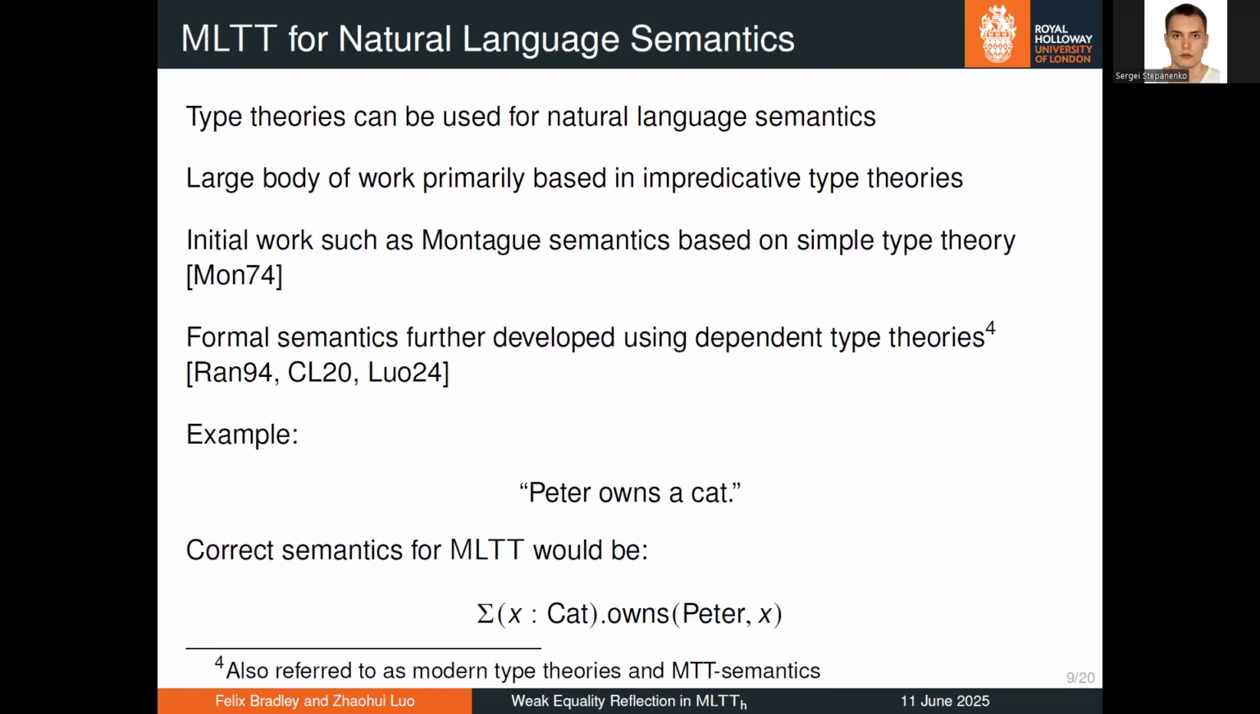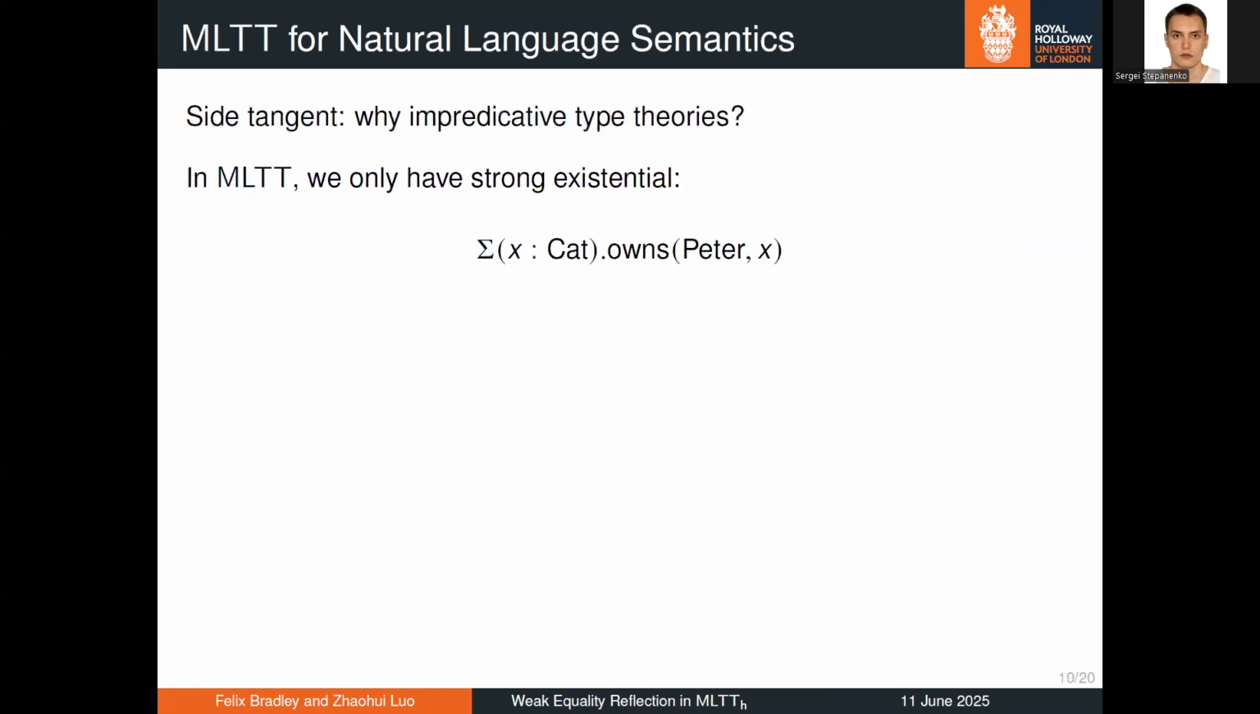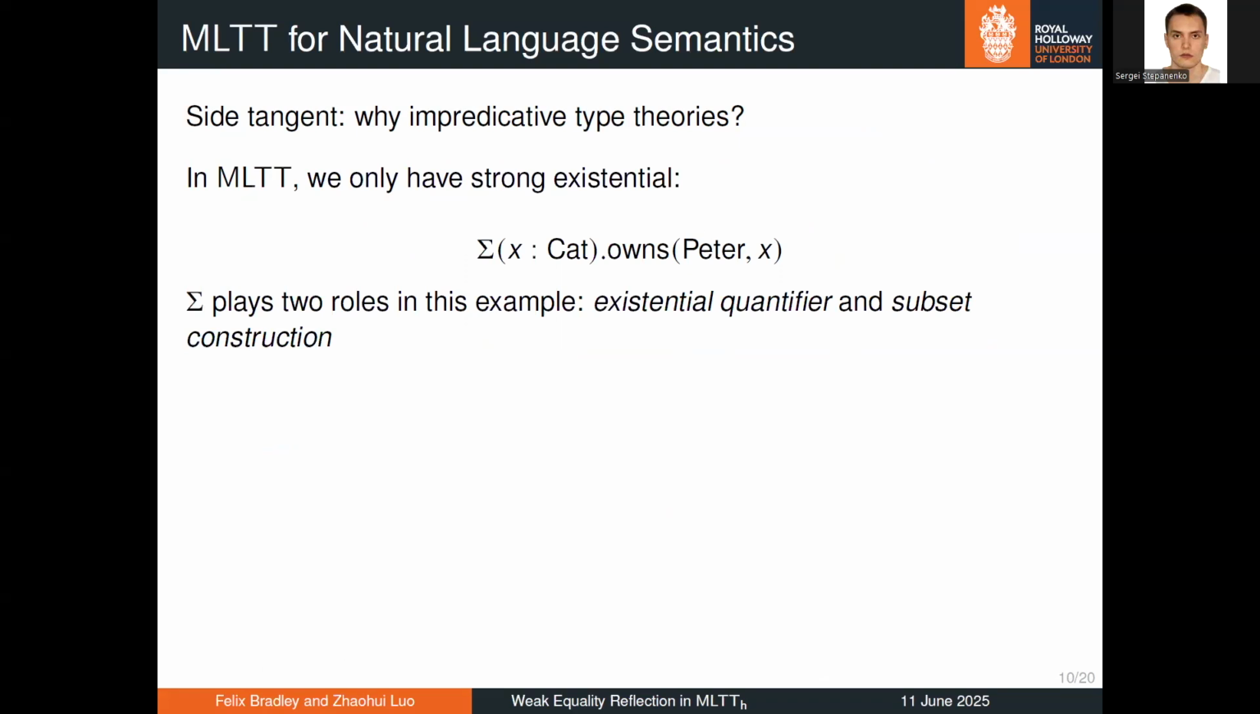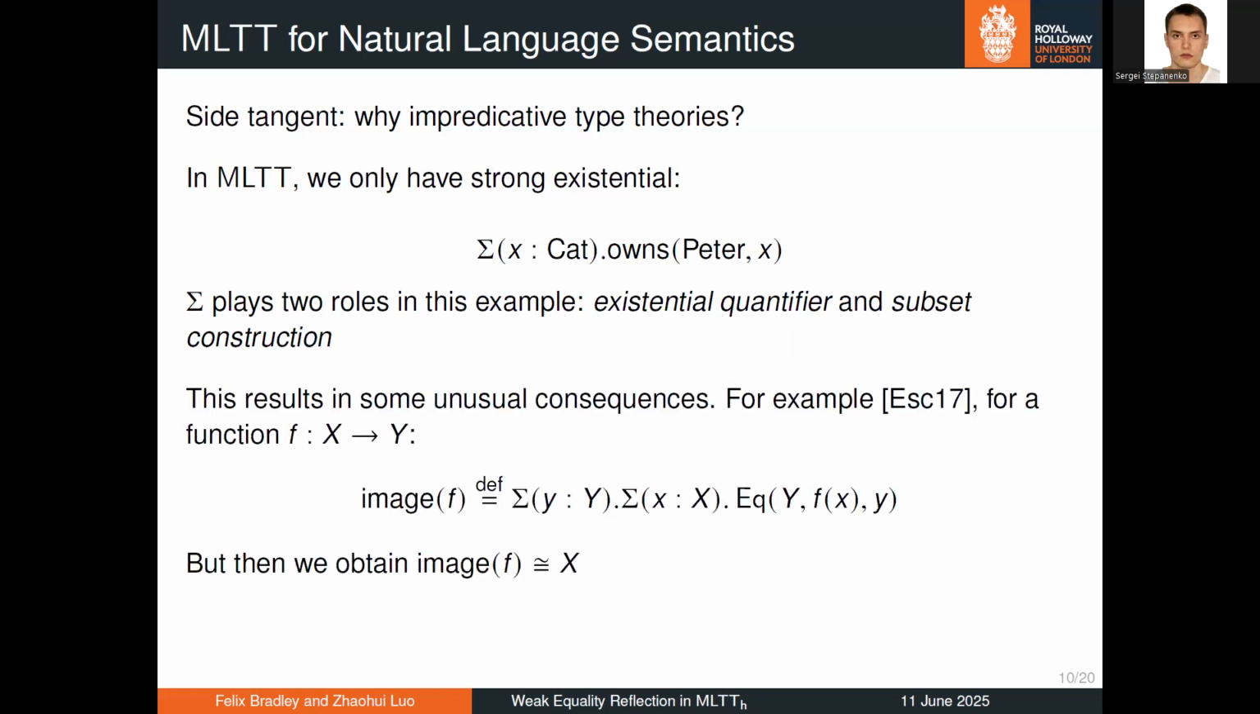So here we're using Sigma, which is quite interesting. Peter owns a cat. We're not talking about a specific cat. Part of the reason for this is when we're working in MLTT, we only have access to the strong existential. This is kind of problematic because the Sigma plays two different roles. We can use this to start talking about subset construction or propositional subtyping, for those that are familiar with that. But we also want to be able to use it as an existential quantifier. And the fact that it plays both of these roles can cause a couple of different problems.